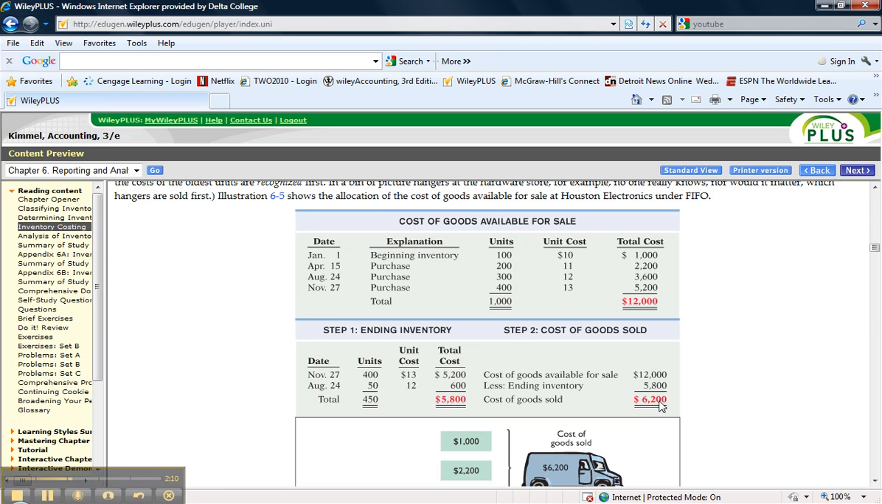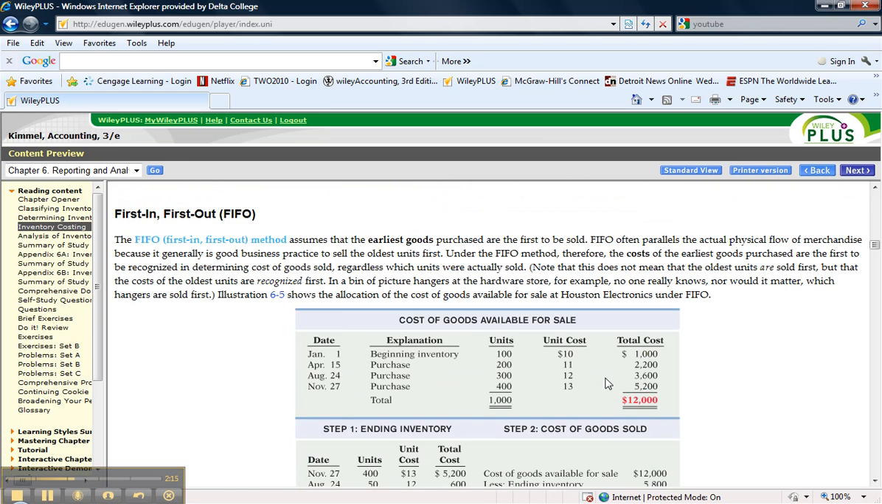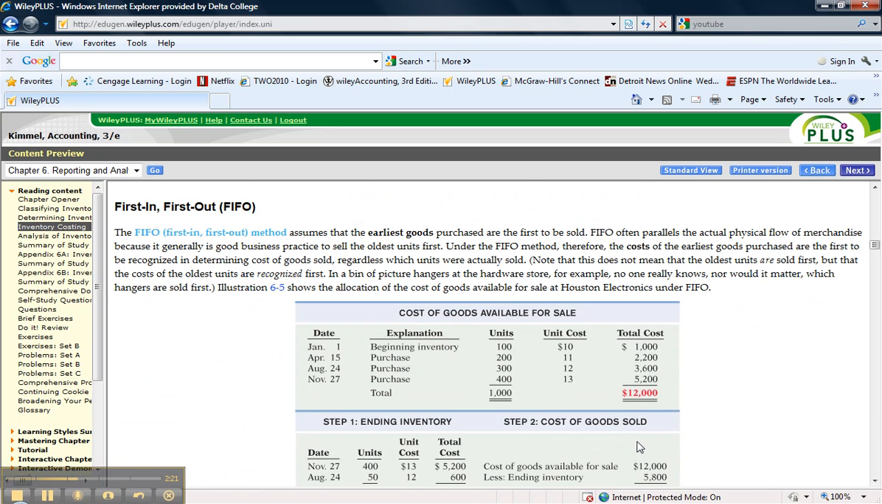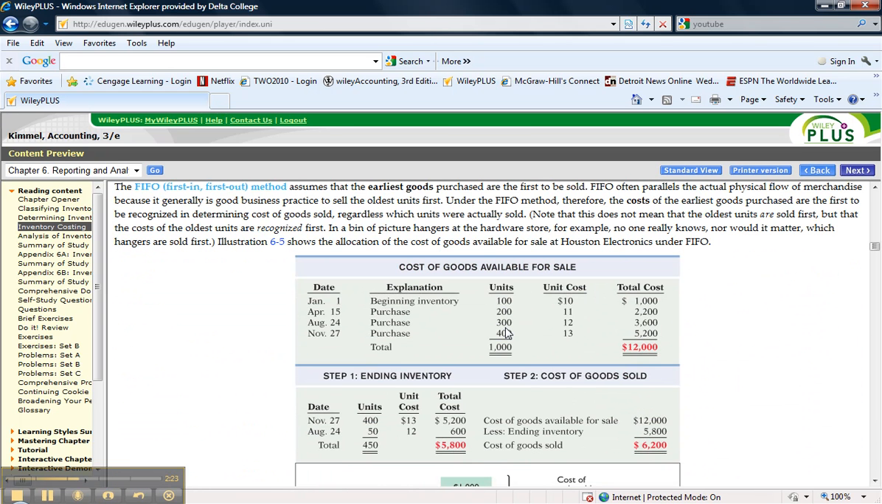You could also very easily go and calculate cost of goods sold first by saying, look, we sold 550 units during the period, so I can just count from top down until I get to 550. Okay, 100 units at $10, 200 at $11, that's 300, and then 250 units of this layer at $12, and that would give me the same $6,200.